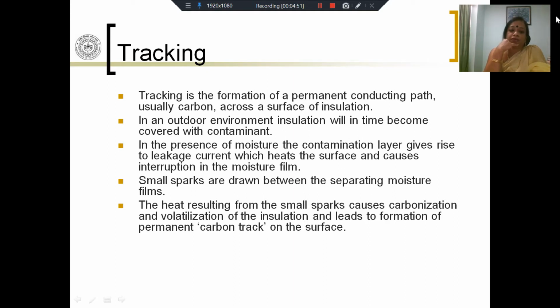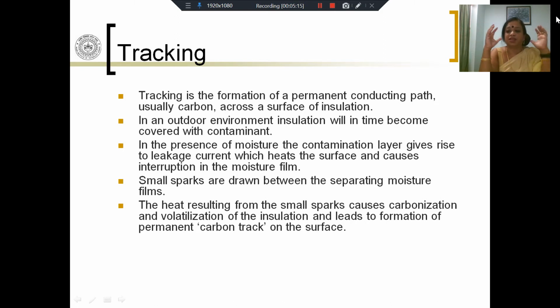Now, we talk about tracking mainly in terms of outdoor insulation. Now, when an insulator is in service in the outdoor environment, what would happen is there would be contamination of the surface. There would be a large amount of pollution that might be just pollution from the environment, but it could be also other.